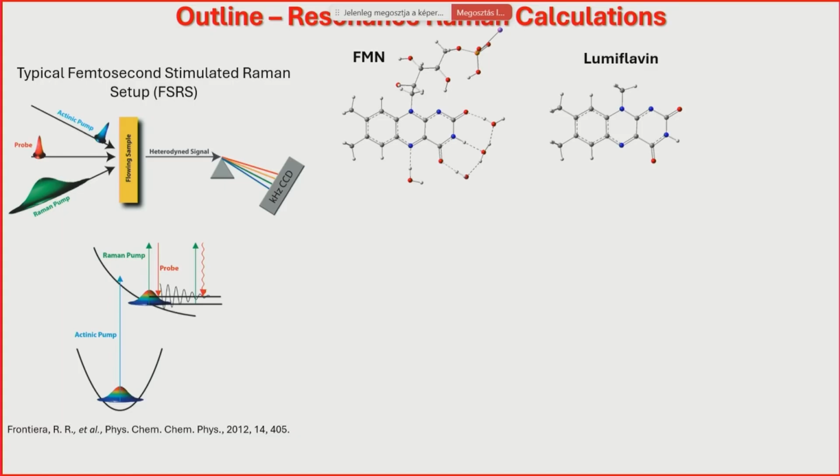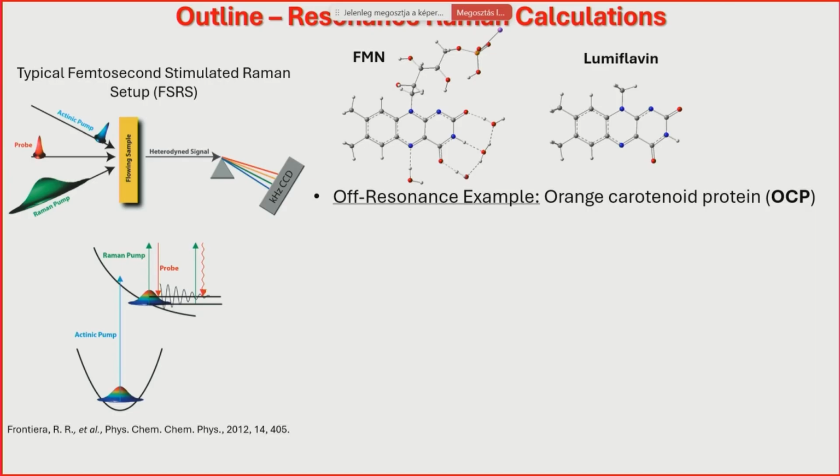So this is the experimental setup, and from the results point of view, I will focus mainly on FMN, and its simpler analog here, lumiflavin. Most of the results are either unpublished or at the preprint stage. I will try to intersperse my talk a little bit with some examples.